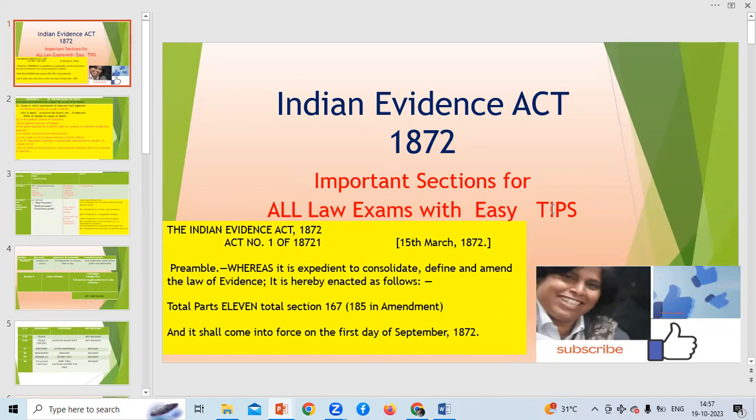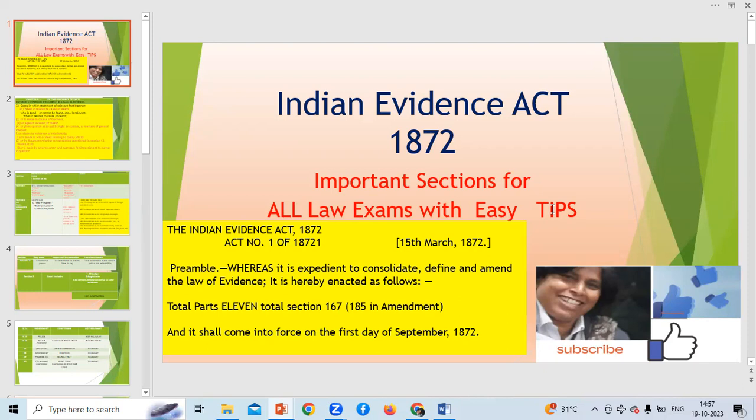This year, in August 2023, a bill was introduced to replace this with the Bharatiya Sakshya Bill, which is still pending, and is yet to come into force. We'll study this act and just go through it.